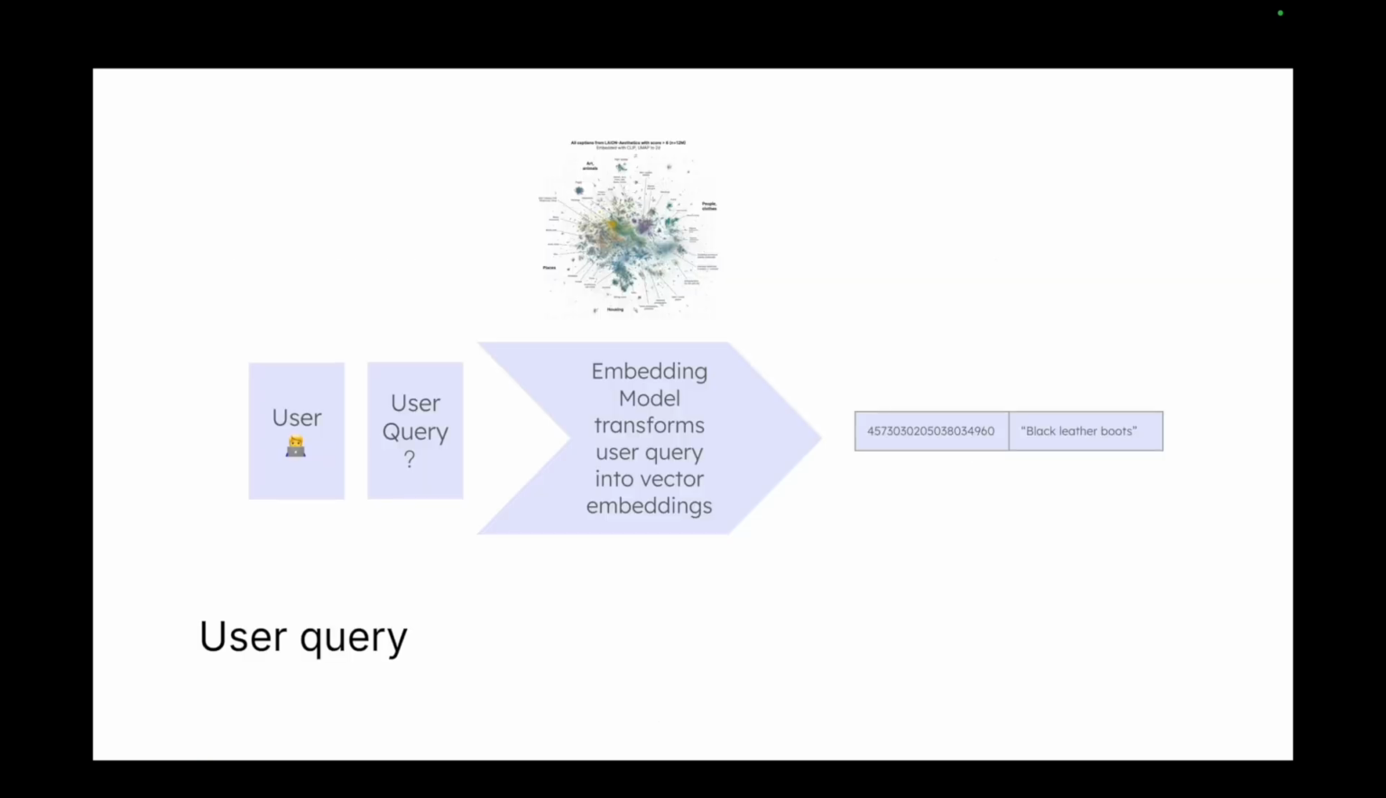All right, next we have our user query. Our user is going to enter some question, let's say, into this chatbot, or they're going to enter some query into our AI search, and we're going to use that same embedding model to transform our user query into a vector embedding, again a series of numbers that represents that user query. So if my user asks for black leather boots, then I'm going to have a vector series of numbers that represents black leather boots.